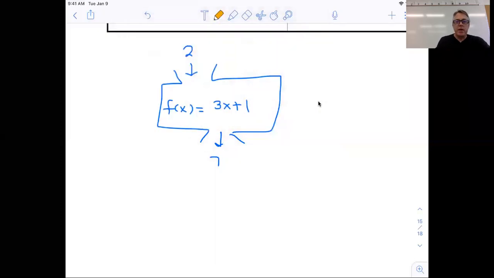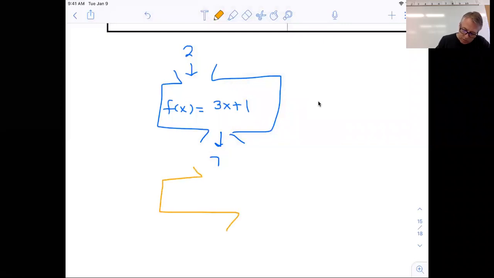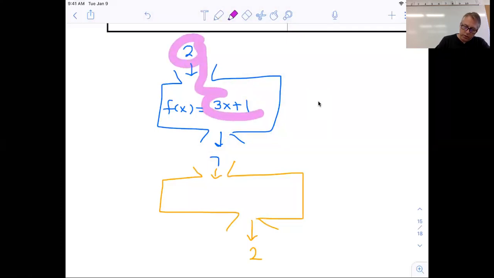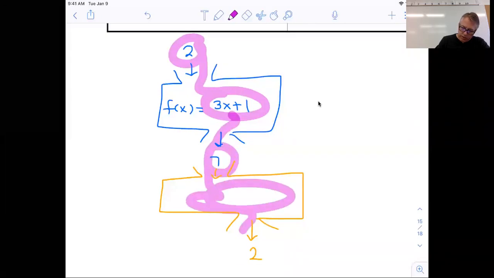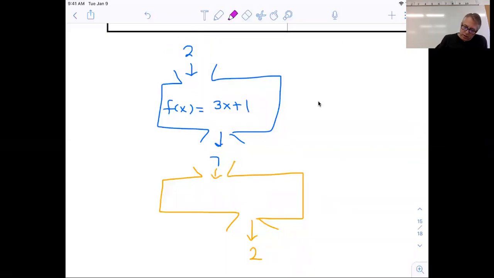And we also did a composite function where then that 7 then dropped into another function. But we're going to change it just a little bit today. Now I want 7 to drop into another function so that I end up right back where I started. So following the path, we're going to drop 2 into here. It's going to do that to it, spit out a 7, which is going to go into here and do something, and finally get us back to our original 2. So basically, this function here has to undo what that function did.